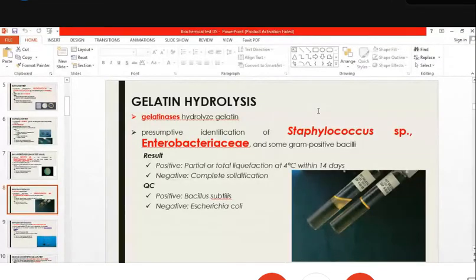So it is blue to rose pink. The complex of DNA plus toluidine gives you the blue color. Hydrolysis in the presence of the enzyme will now hydrolyze toluidine into rose pink. Now gelatinase: if the enzyme gelatinase is present in the organism like Bacillus subtilis, the positive result would be partial or total liquefaction at 4 degrees centigrade within 14 days.